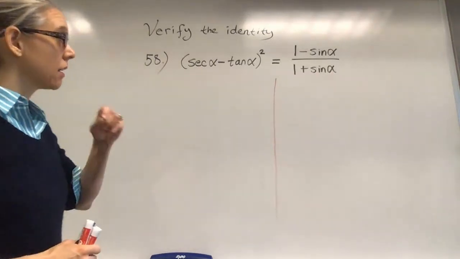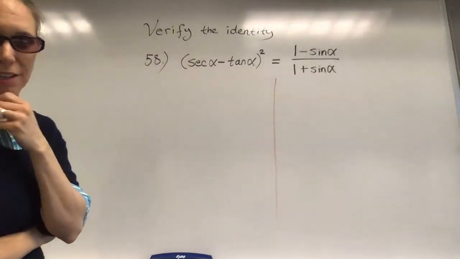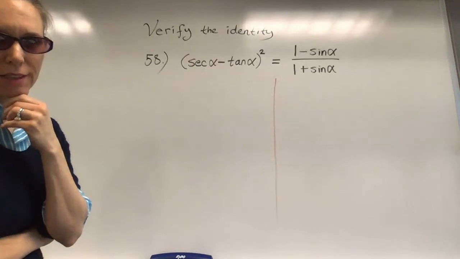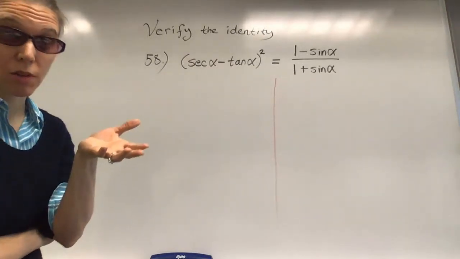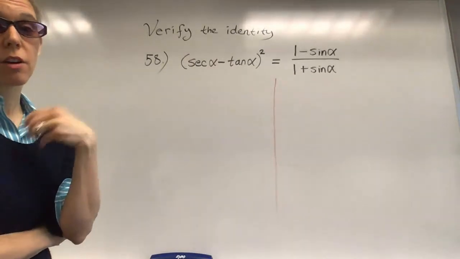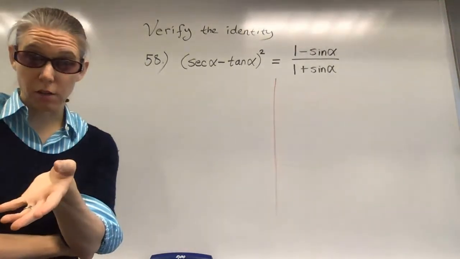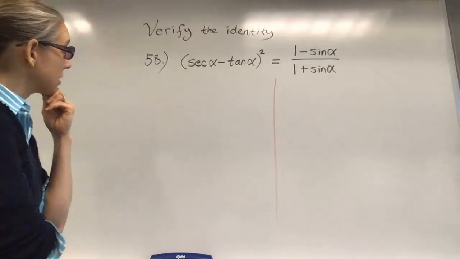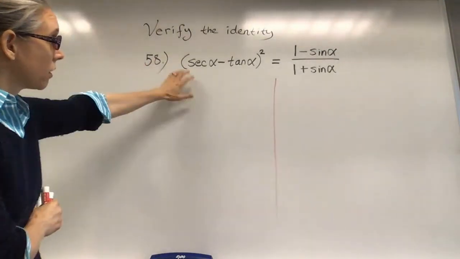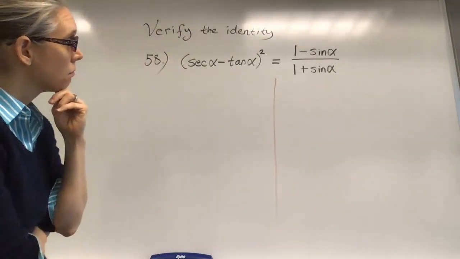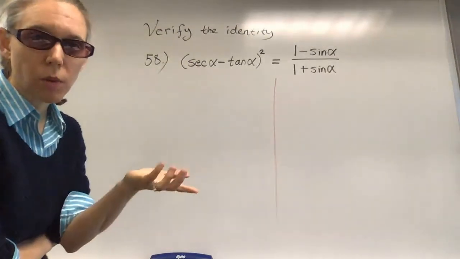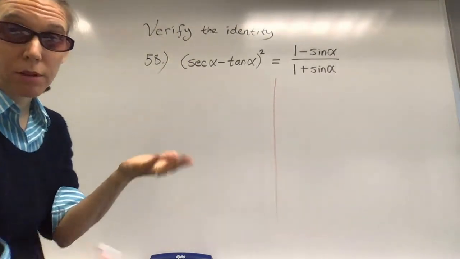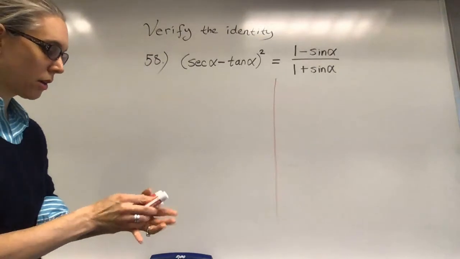Okay, so now we come to number 58. What I see here is a fraction that I really can't do much to. I can't think of anything I would do to that fraction to simplify it. I mean, there are creative things that you could try to do, but I don't know if that's even going to get me anywhere. On the left-hand side, I think, well, I could always square that binomial and see what happens. So let's do it. Let's square that binomial.